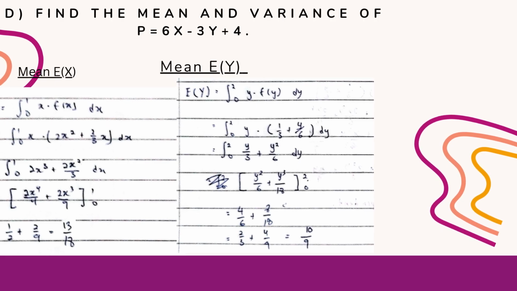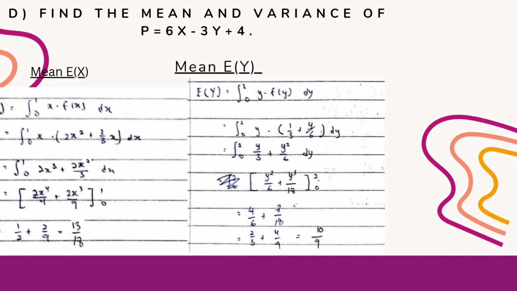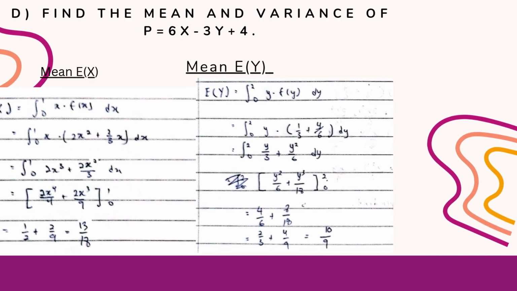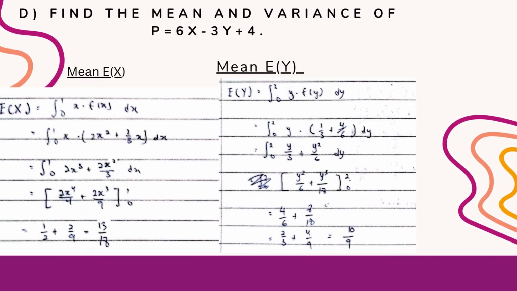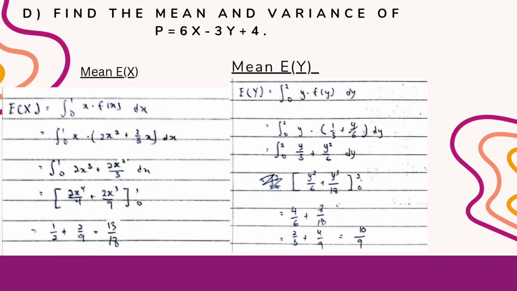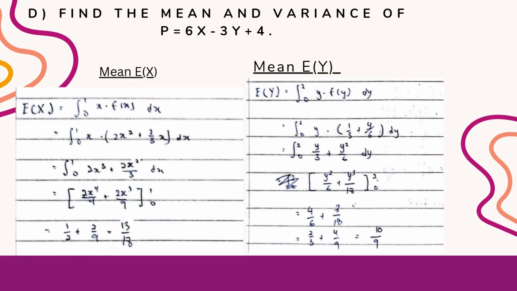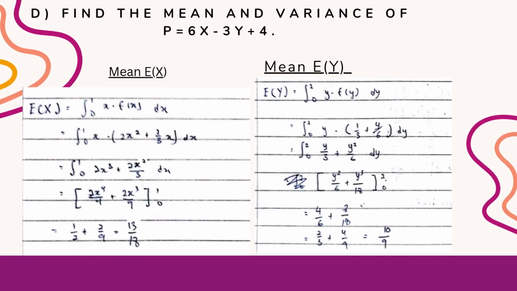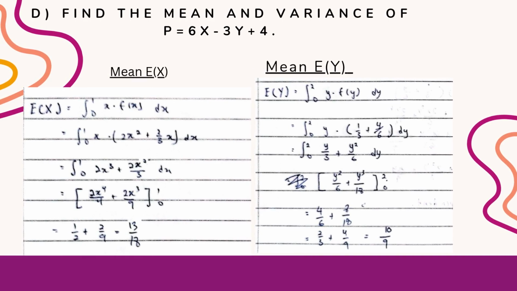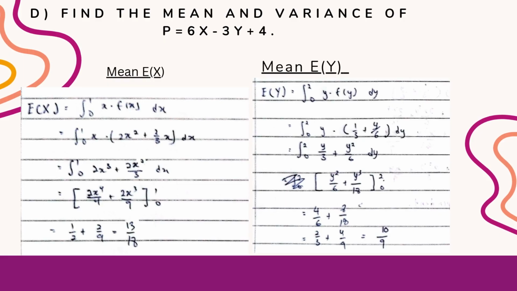For question D, it asks to find the mean and variance for P equal to 6x minus 3y plus 4. First we need to find the mean for x and y. The mean of x is the integral from 0 to 1 of x multiplied by fx, which is 2x squared plus 2/3 x. So we multiply, get 2x cubed plus 2x squared over 3, and then integrate, and we get 13/18 for the mean of x.